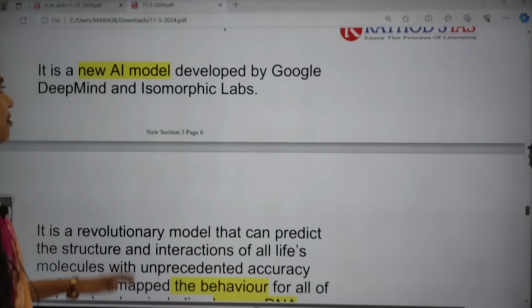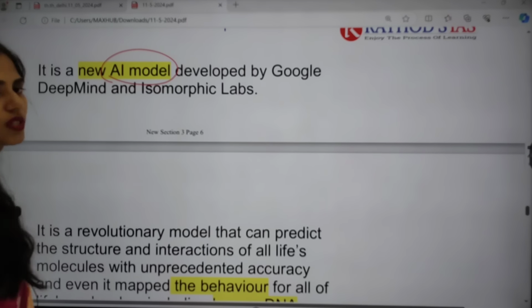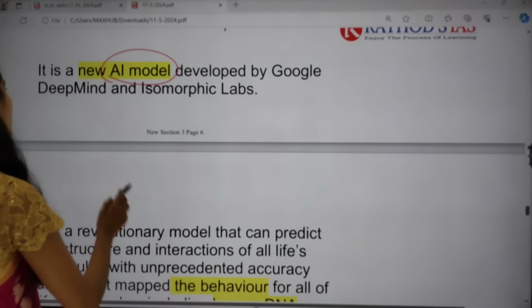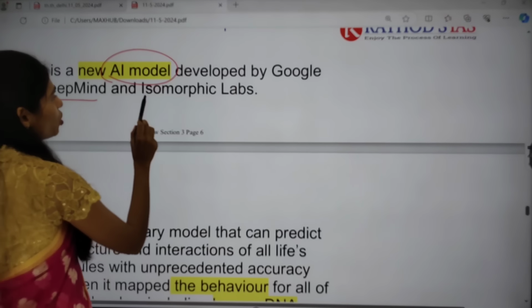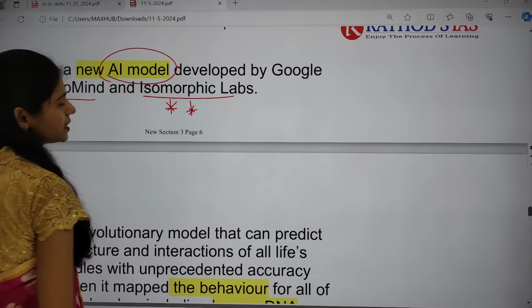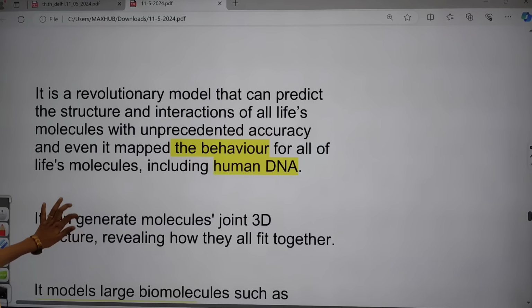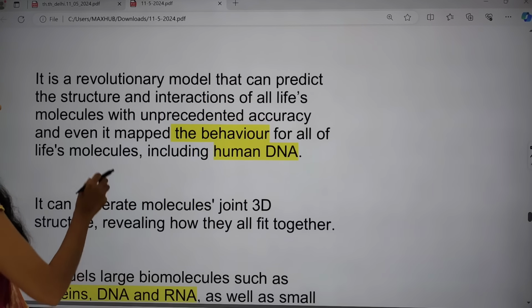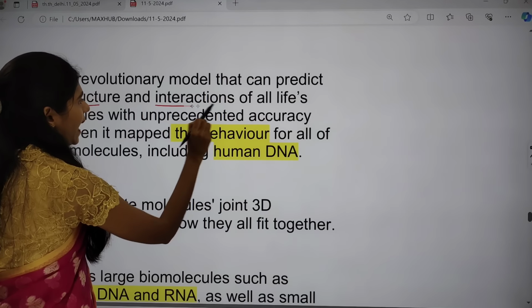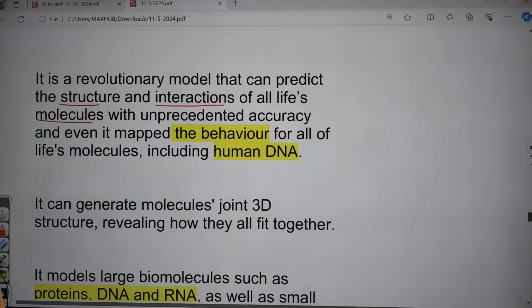So this AlphaFold 3 is an artificial intelligence model. Who developed this? It is developed by Google DeepMind and Isomorphic Labs. It is also very important if you are writing other state PSC examinations. It is a revolutionary model that can predict the structure and interactions of all life's molecules, and it also focuses on accuracy.